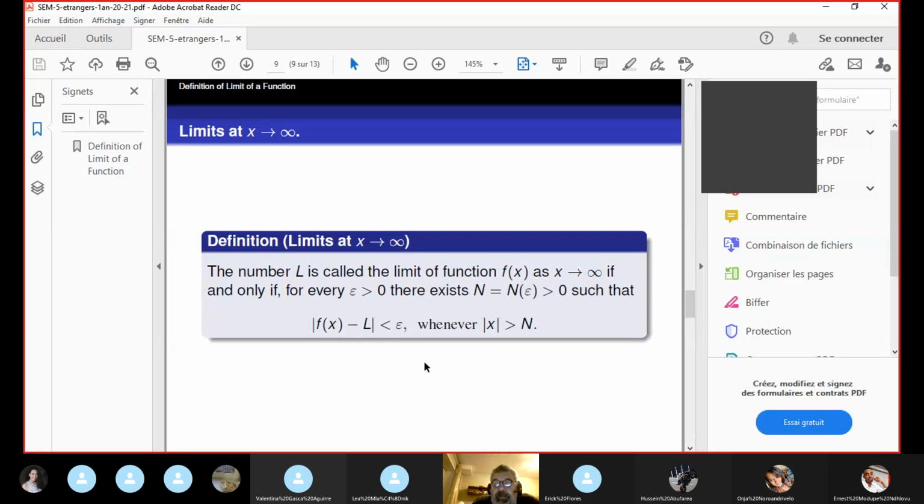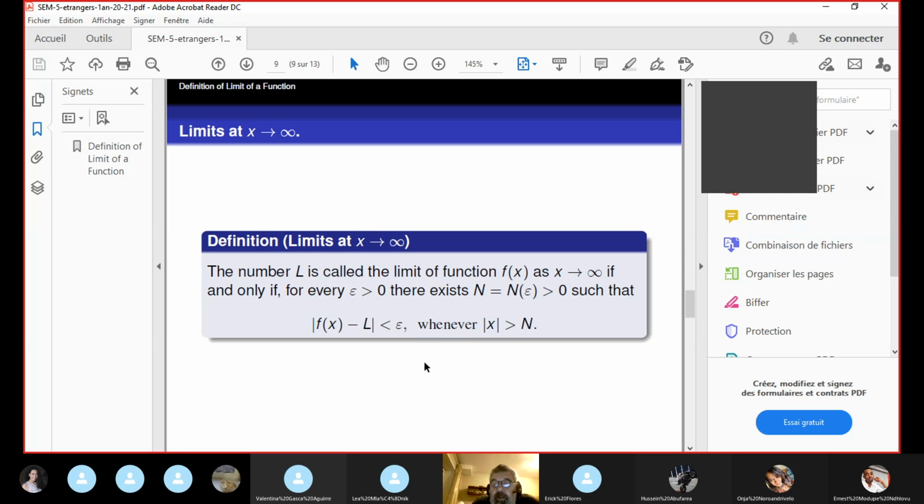You will see that as x goes to plus infinity, the function goes to 0. So you will see that for any epsilon, the difference between my function and 0 can be made smaller and smaller if I take x greater and greater. So in the framework of this definition, I can say that the limit of my function 1 over x as x goes to plus infinity is 0.